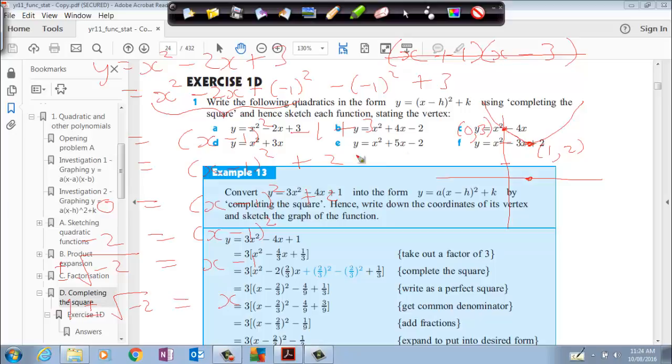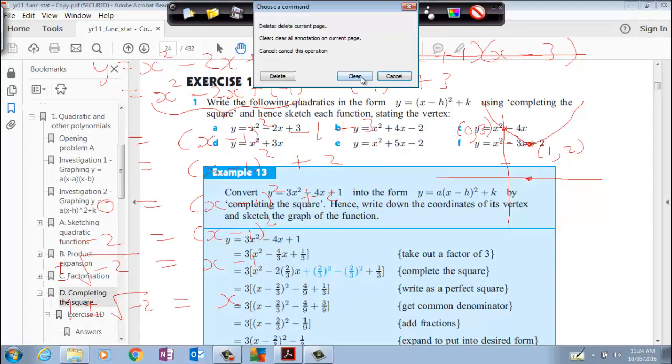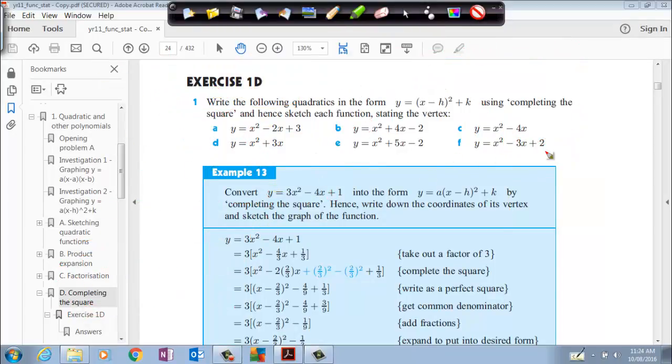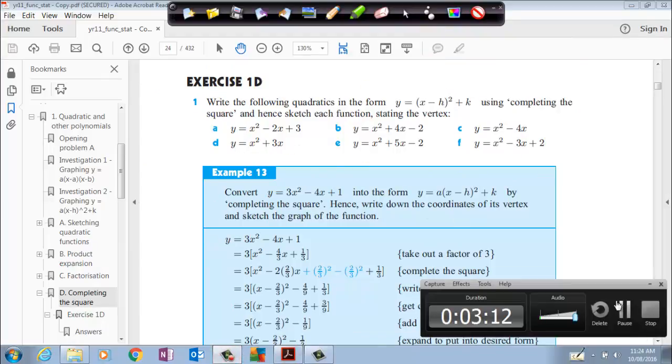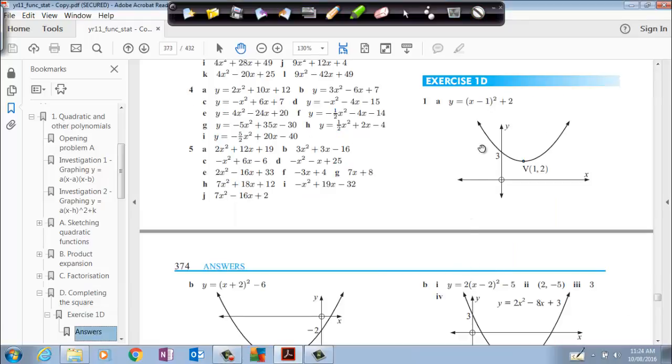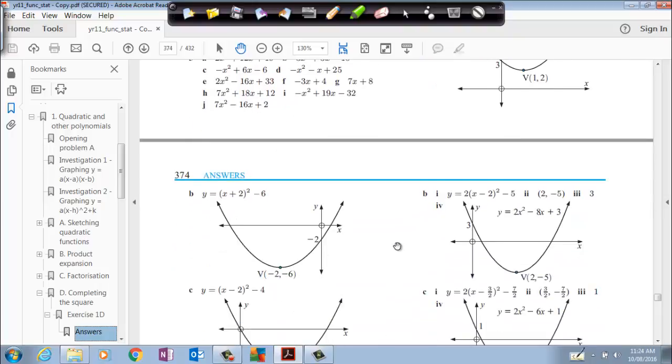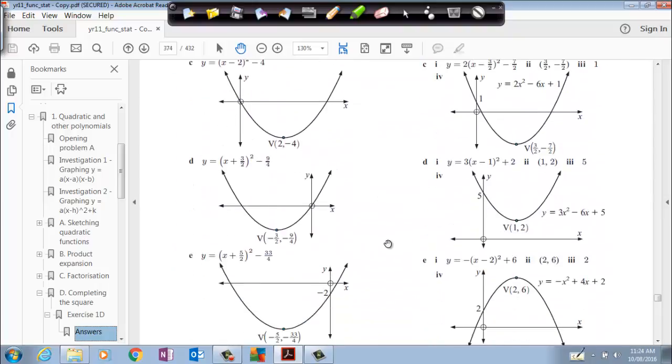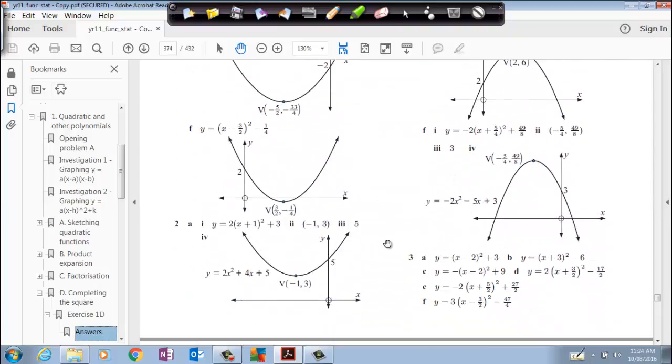Okay, so back to 1D. You can try the remaining of 1D. And here are the answers to 1D. So there's question 1 we did with the vertex 1, 2, B, C, D, E, F.